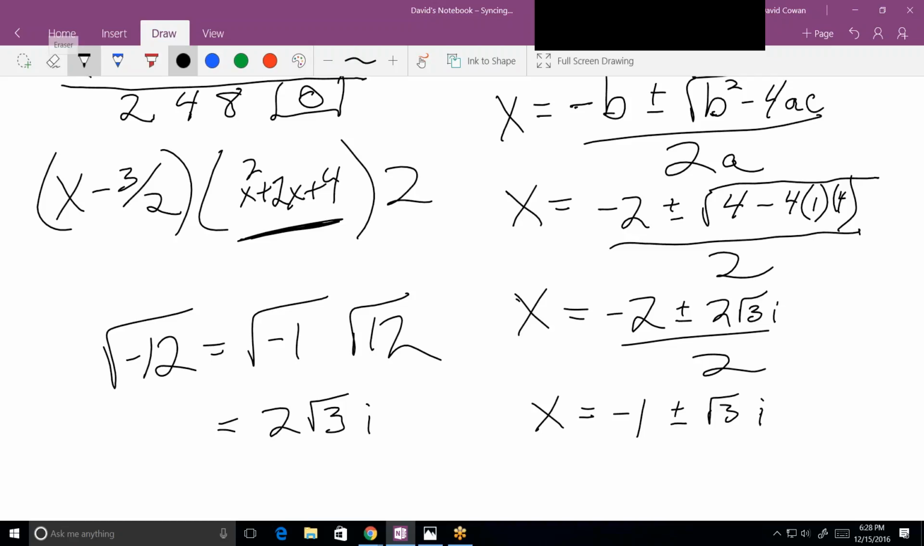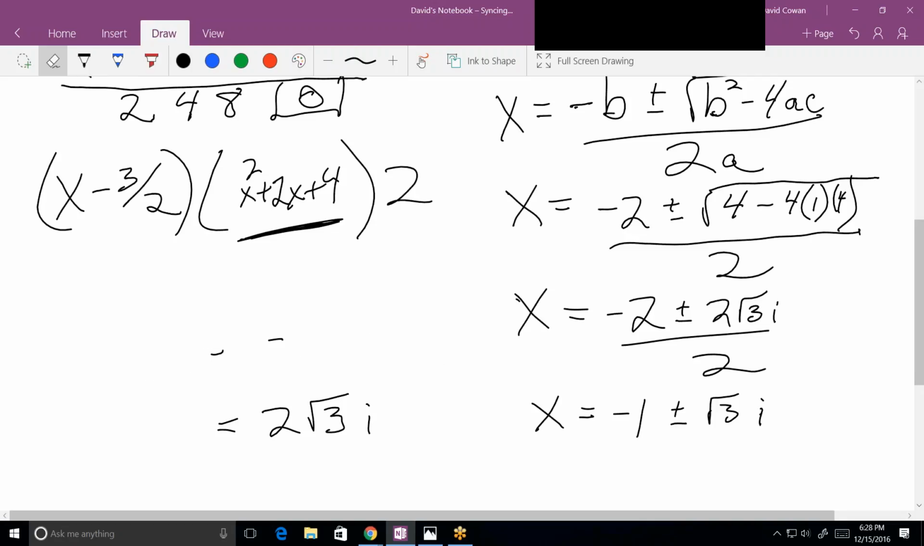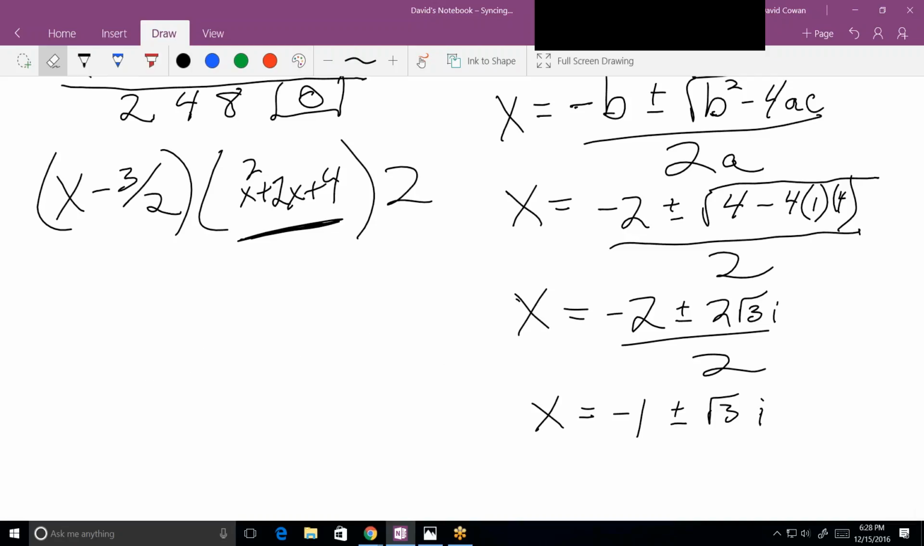Now let's go up. Let me make some room here. First of all, that 2 that I took out, I can put it back in, multiply this, and it'll make it look a little nicer. It'll be 2x minus 3 as our factor. And that gets rid of that and that.